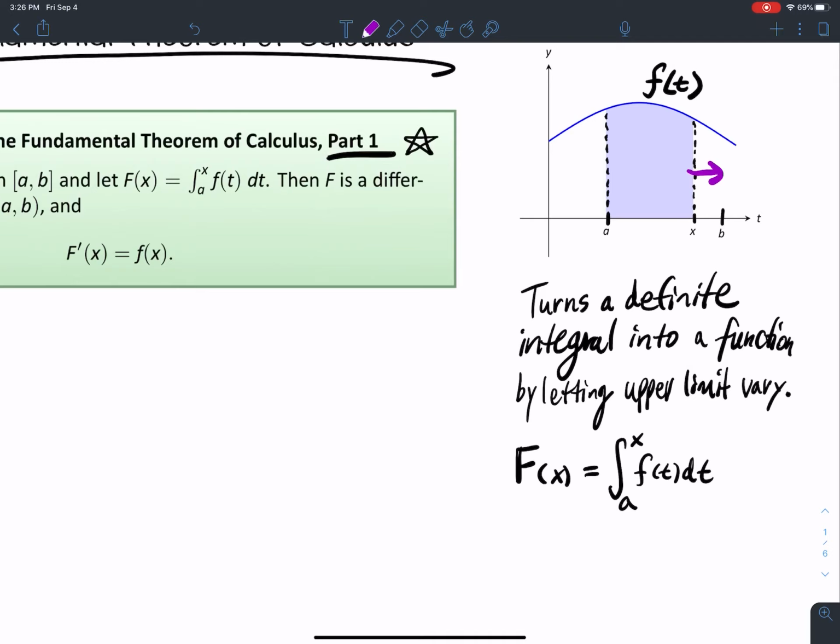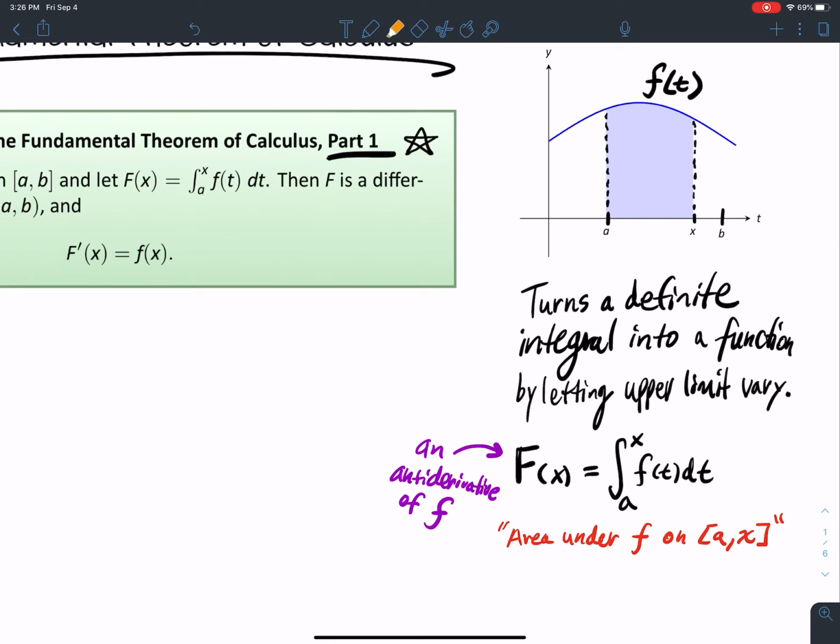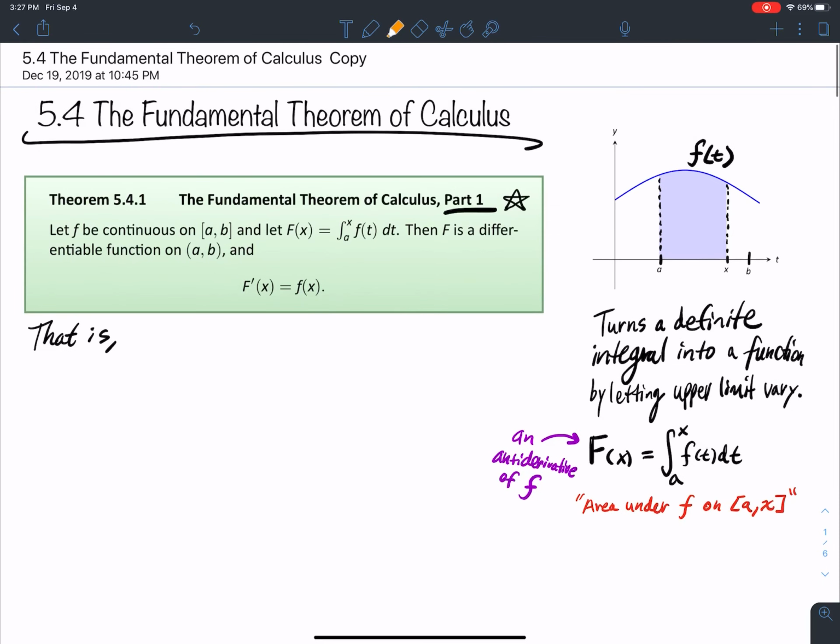Okay? This is really interesting because now the question becomes, how does that function, the antiderivative of f, change with respect to x when I take the derivative, right? So this is an antiderivative, okay? It's the area under the curve from a to x. So it's everything under the curve from a to x. Pretty cool. So what does this mean? Pretty crazy stuff.